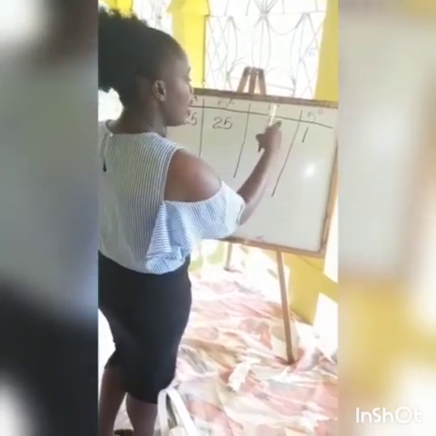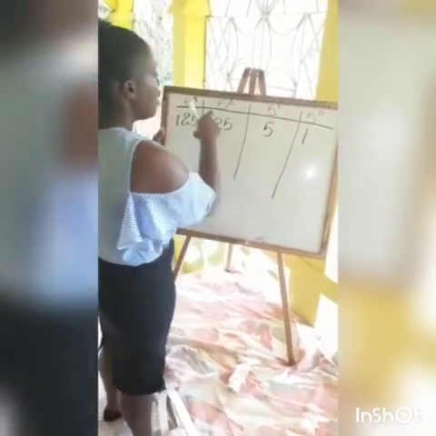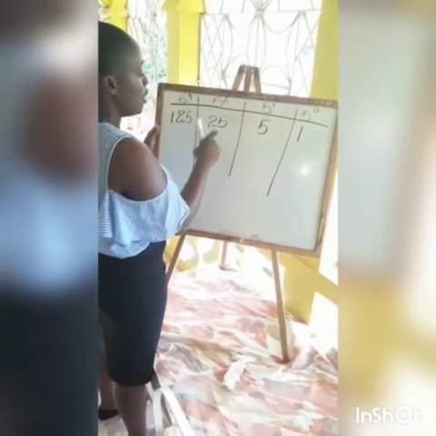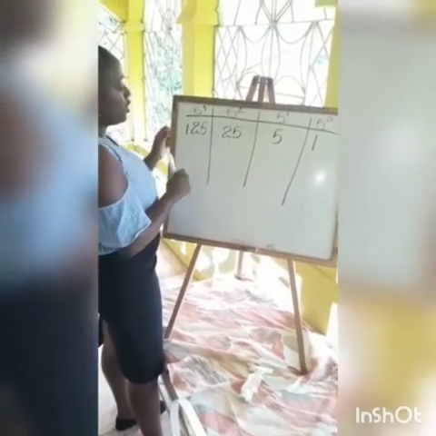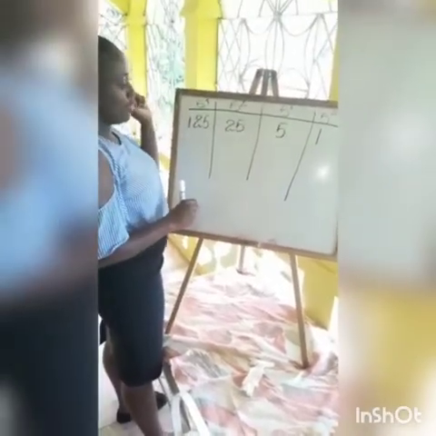Let us bear in mind that 5 raised to the power of 0 is always 1. 5 raised to the power of 1 equals 5. 5 raised to the power of 2 equals 25. And 5 raised to the power of 3 is equal to 125.